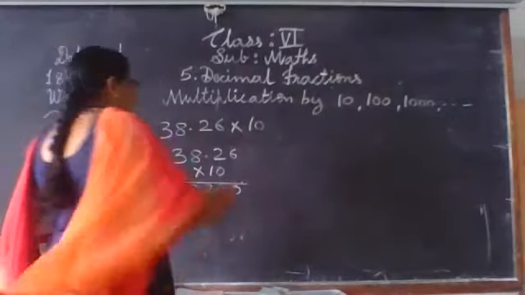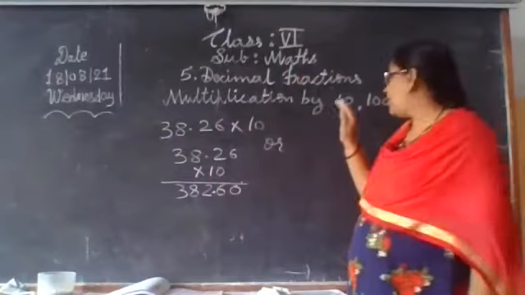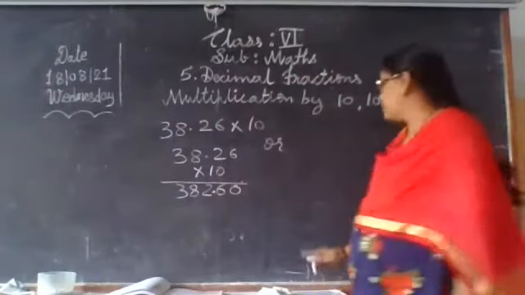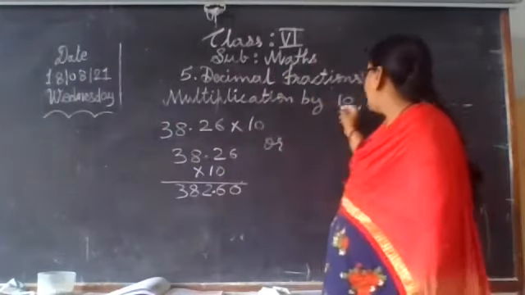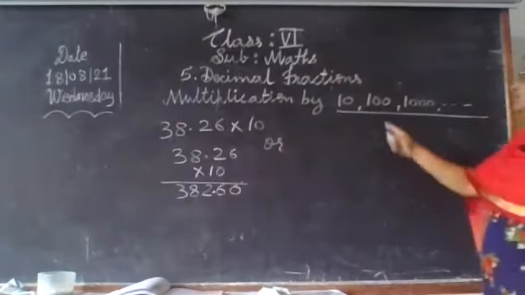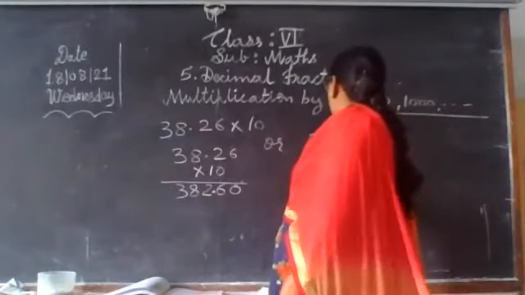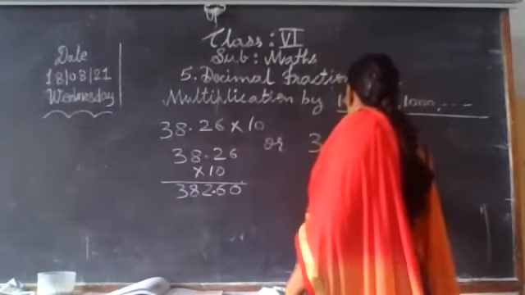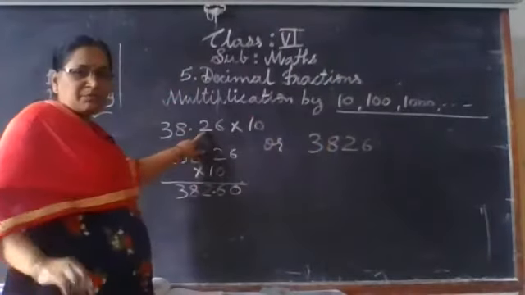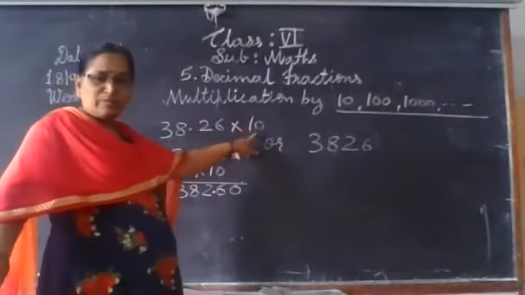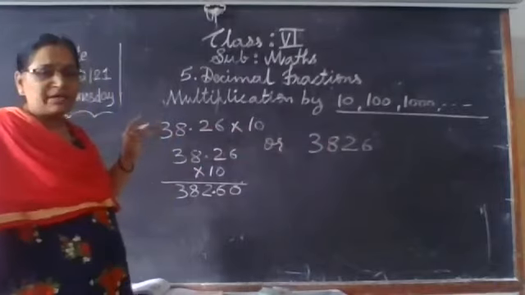Or children, you can directly multiply the number by 10, 100, 1000 and so on. How? See, write down the number as it is without the decimal point. It is applicable only when the multiplier is 10, 100 and 1000. So write down the number as it is without the decimal point, 3826. Got it? Where is the position of this decimal point? It is before 2. And you have to multiply it by 10, which means it has 1 zero. So see, directly you can multiply.